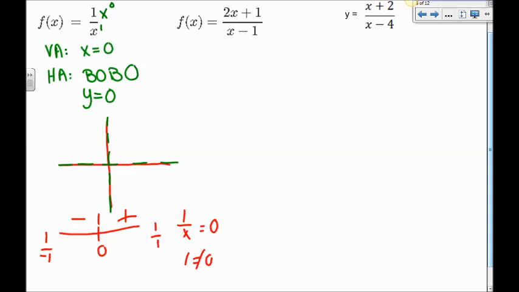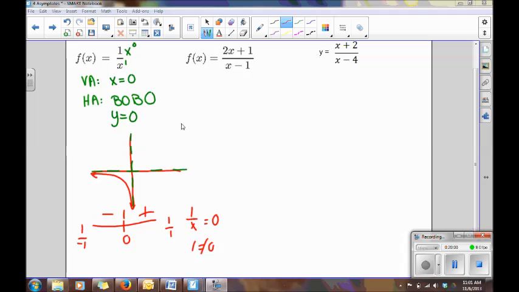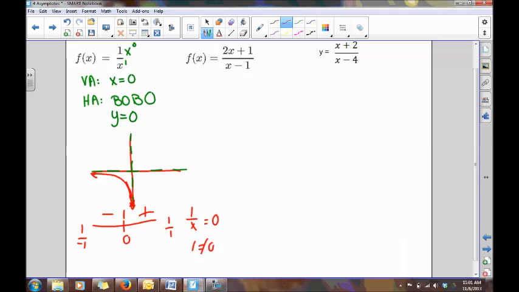Okay, so what that means on the graph is that our function is going to be totally below the x-axis. It's going to be negative when x is less than 0. So when x is less than 0, our function is going to be below the x-axis. We've got our function, it's following the x-axis because of our horizontal asymptote, and it's following the y-axis here because of our vertical asymptote.